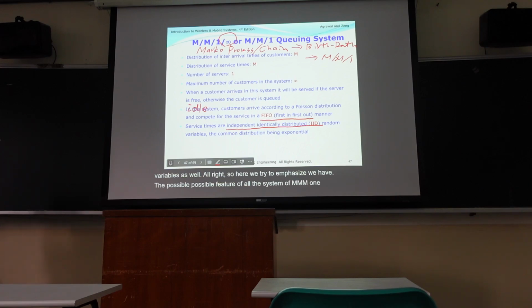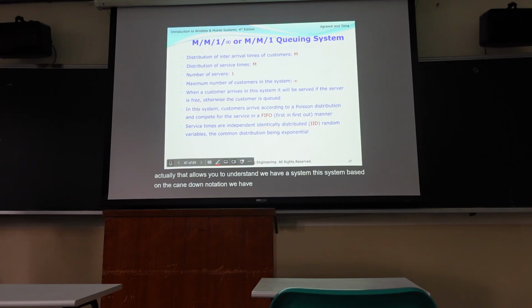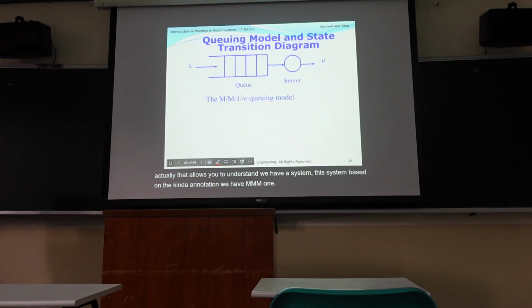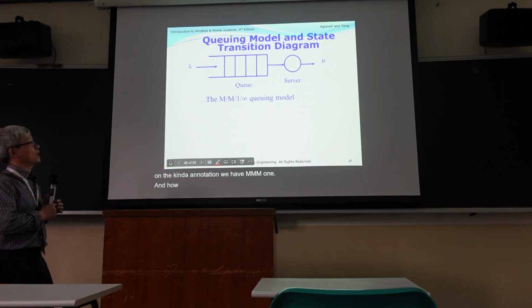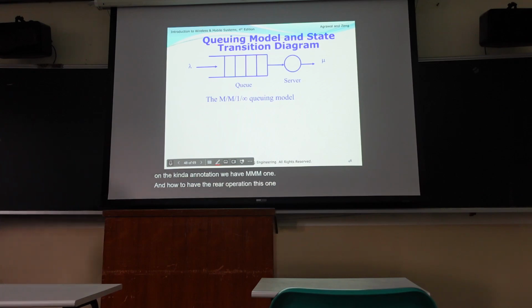So this part is for all of you to understand we have a system. This system based on the Kendall notation, we have M/M/1. And how to have the real operation: we have a queue, and we have a server, a single server. We have a customer. And once finished service, then depart. Alright, so this is really, maybe not massive, but at least a really simple queuing system.